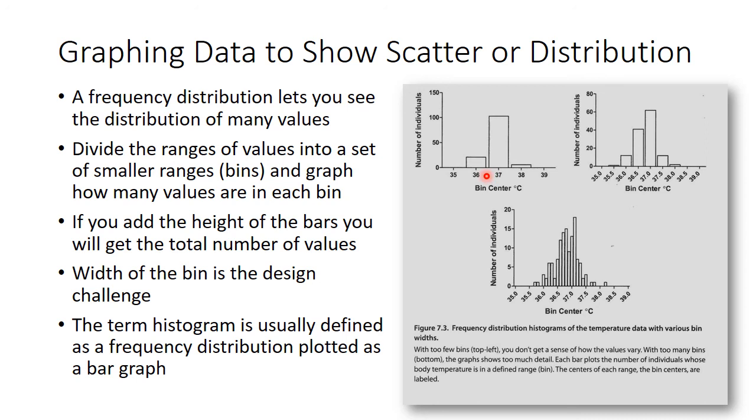versus say 37.1. You can't really tell the differences there. You can start to put them into smaller bins. So you can see here it goes by half a degree Celsius each one, so you can get a little bit better idea of the scatter there, the differences.